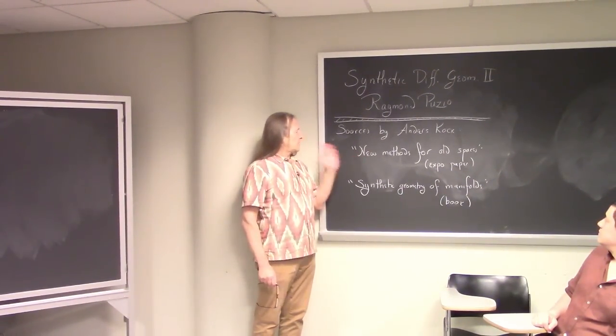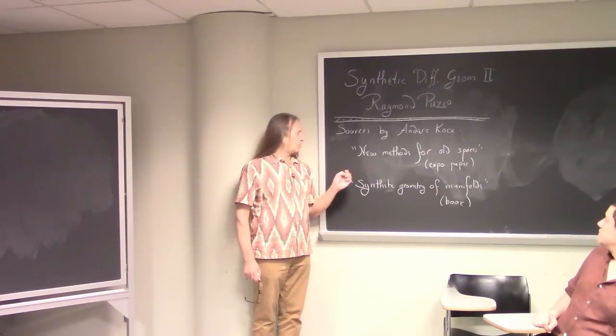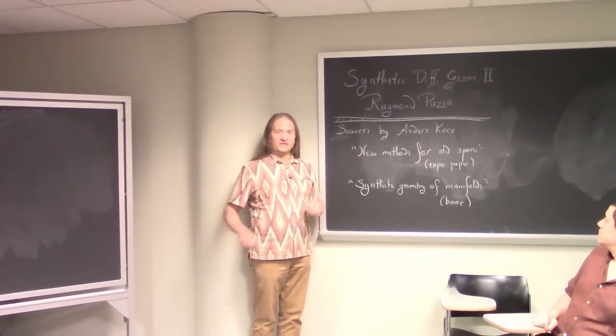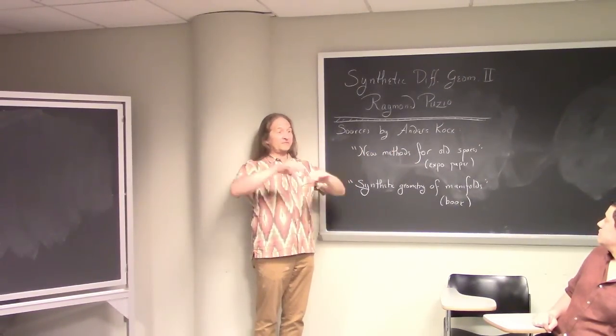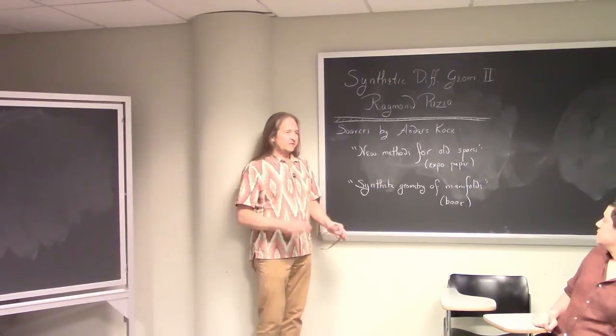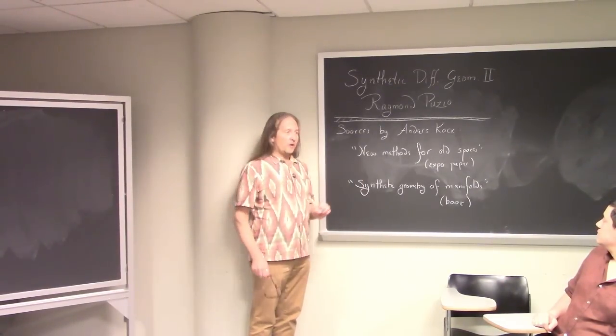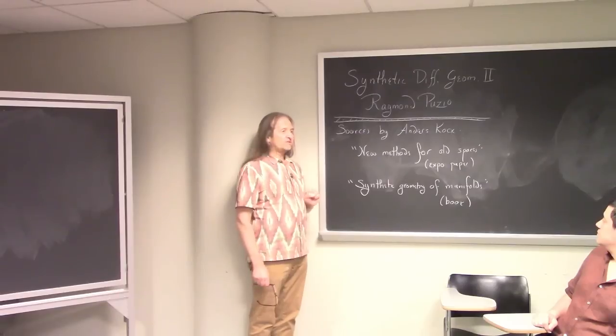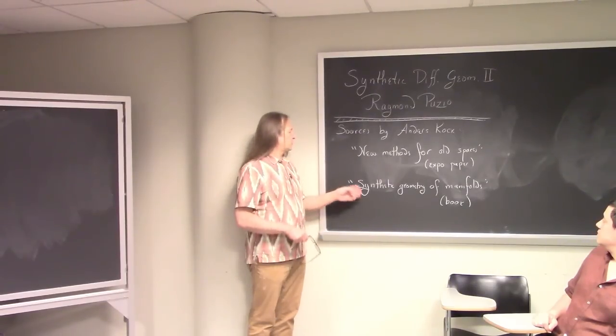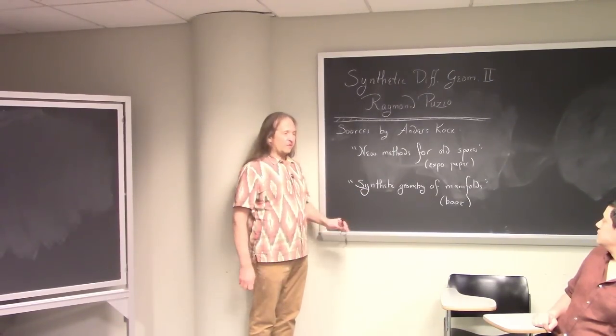So one, there's a nice little expository paper he wrote that's called New Methods for Old Spaces. It's an expository paper, I think about 20 pages long, an introduction to the subject. Then there's a book. He's written more than one book on it, but the one that specifically I was going to refer to is called Synthetic Geometry of Manifolds.